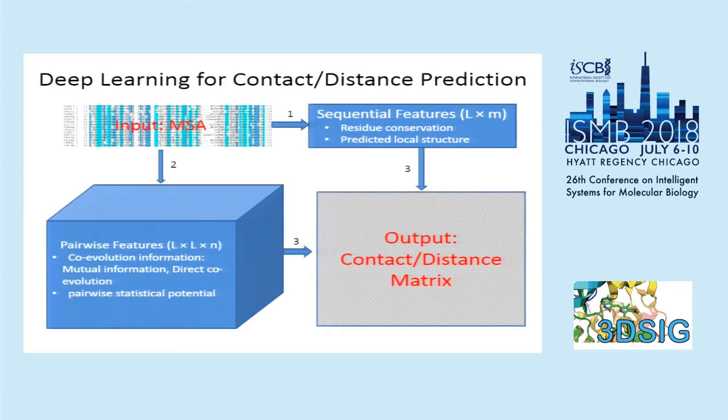And here I've just briefly introduced my deep convolutional neural network for contact prediction, and this morning Janice already did a very good introduction. So the input is a multiple sequence alignment. From the multiple sequence alignment, we derive two features. One is the sequential feature, for example, the residue conservation, and we also have the pairwise feature. So we can have mutual information, and we can also do direct coupling analysis. We also have the pairwise statistical potential. Then we feed these two types of feature information into our deep network. Then we will predict the whole contact matrix or the whole distance matrix.